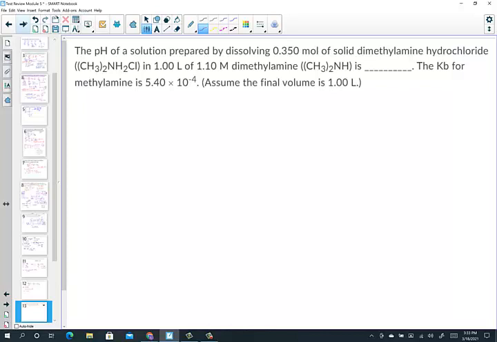We want to find the pH of a solution prepared by dissolving 0.35 moles of solid dimethylamine hydrochloride, and that's a big word. Just write down this formula. (CH3)2NH2Cl, CH3 taken twice, that's the dimethyl, and then NH2Cl is the amine hydrochloride. And I'm just going to put that here, 0.35 moles in a liter.